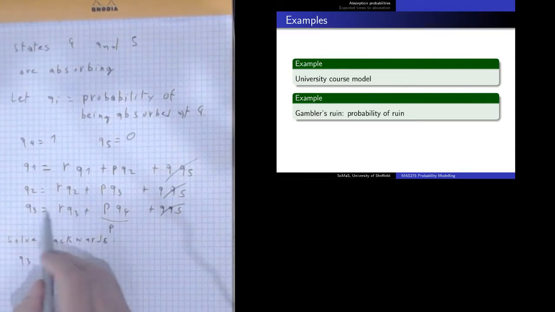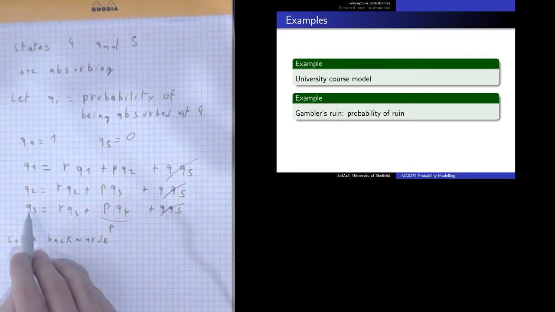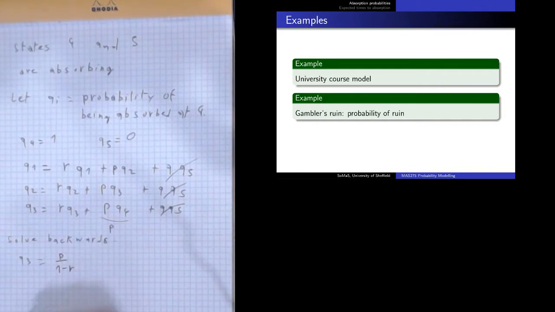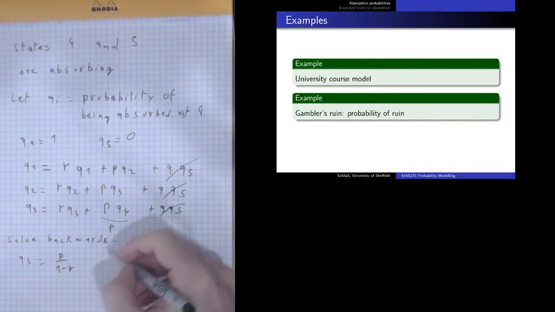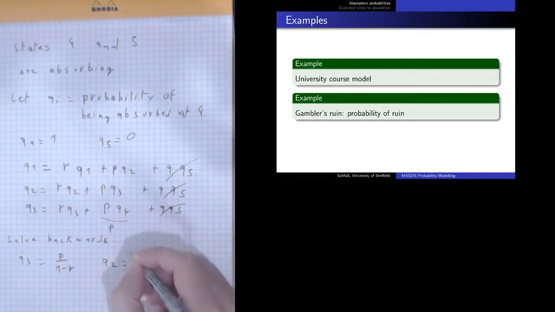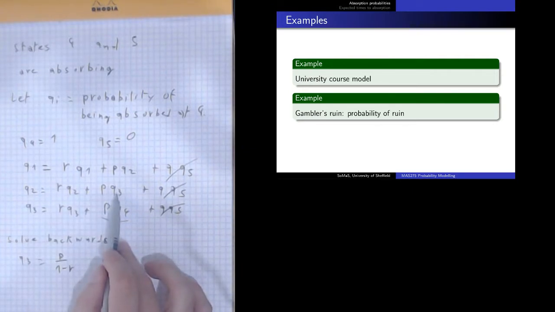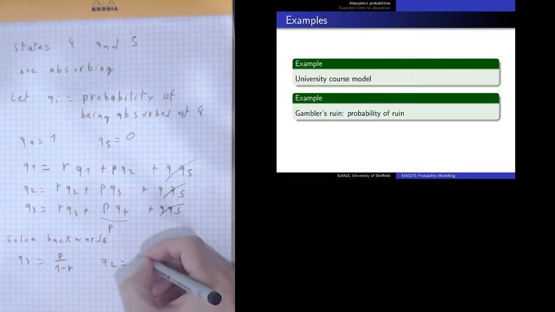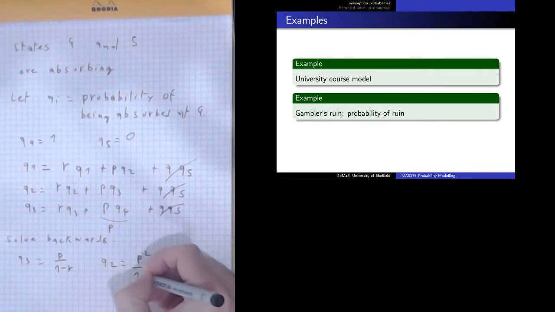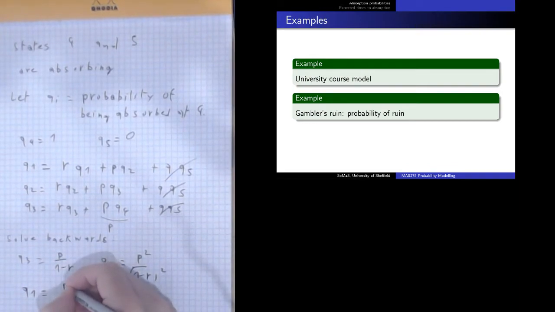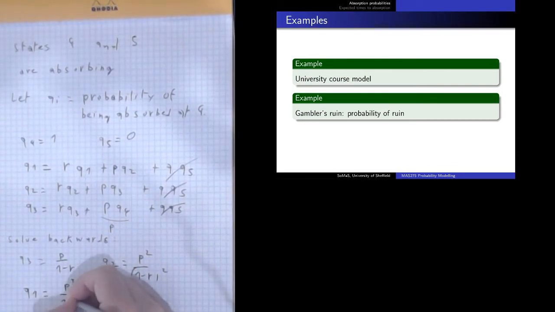Q3. So Q3, you got RQ3, so put this on the left side. Q3 times 1 minus R is P. So Q3 is P divided by 1 minus R. And then Q2, again, Q2 times 1 minus R is P times Q3. And so we get Q2 is P squared divided by 1 minus R squared. And same thing, Q1 is P cubed divided by 1 minus R cubed.